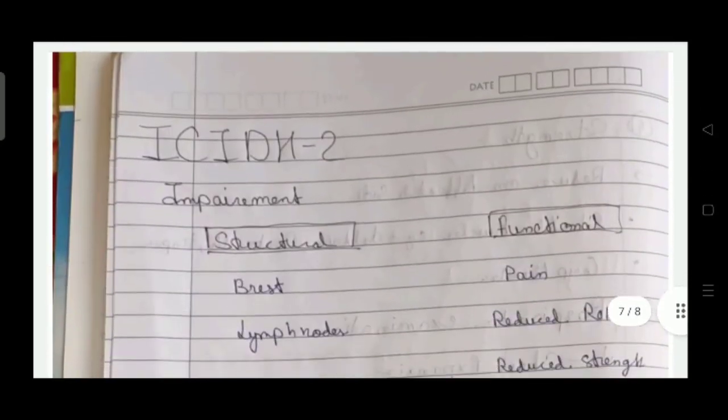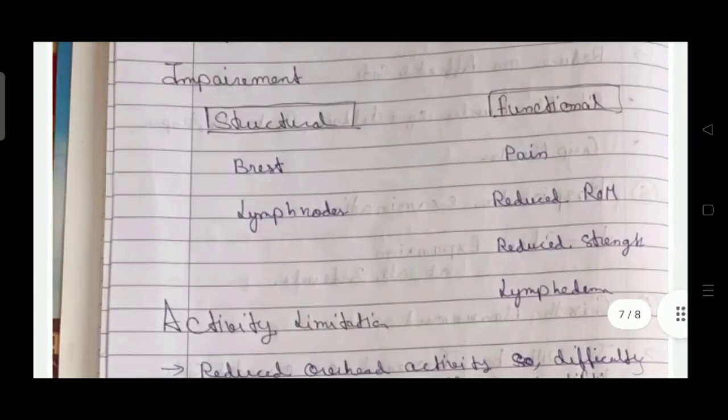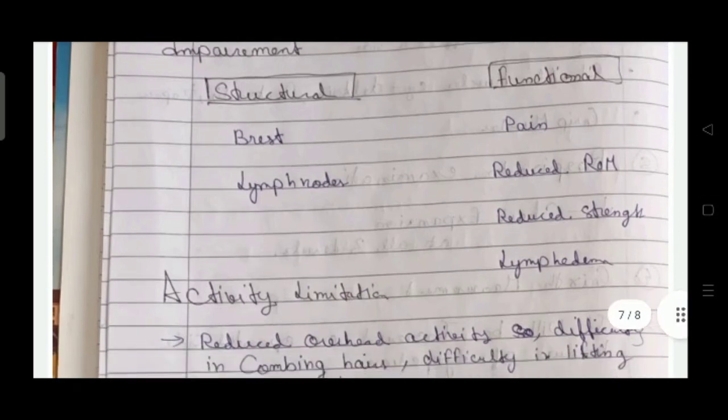Now, the next thing you have to mention is ICIDH-2, that is the International Classification of Impairment, Disability and Handicap version 2, where you have to write about impairment. Write two headings like this: structural and functional. Structural impairment: what structures would be affected? Your breast tissue and lymph nodes would be affected. And in functional, pain would be there, there would be reduced range of motion, and strength would be reduced. So that is functional impairment.